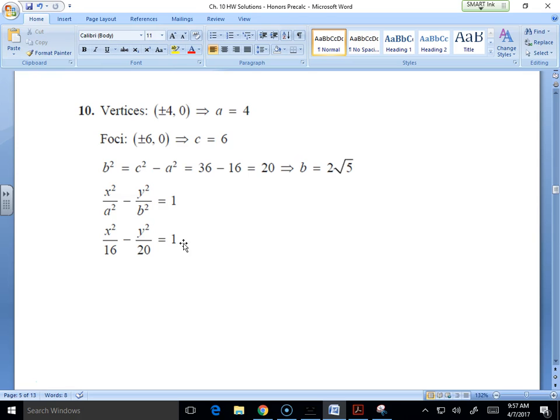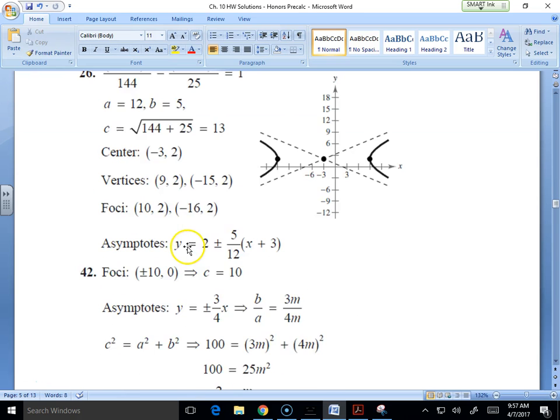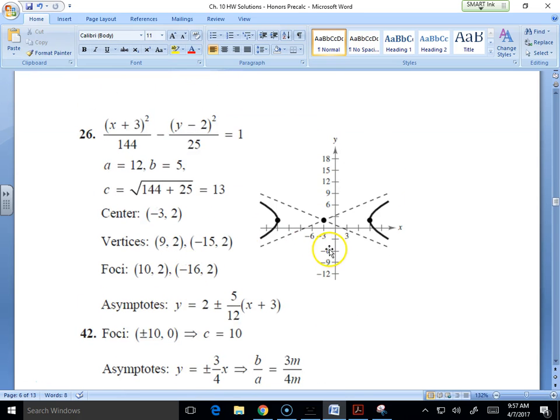Amen. We like that, as long as it's done the right way. Number 26. From the equation, you should have your center at -3, 2. You should have your vertices. Wait a minute. How'd you guys get your vertices on this one? We didn't graph a lot of hyperbolas on our own.